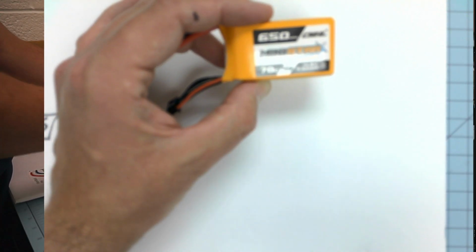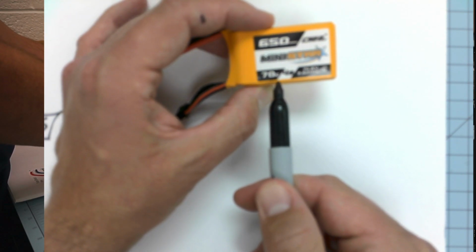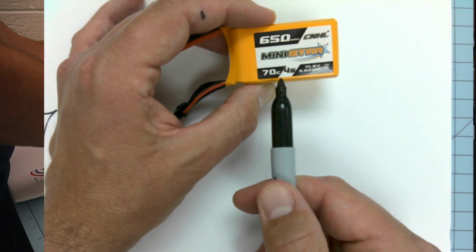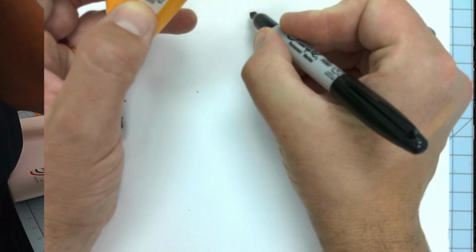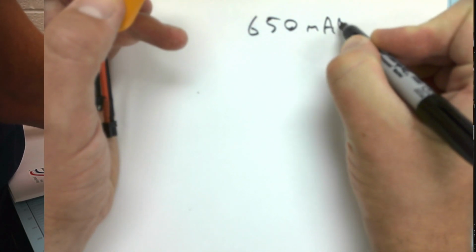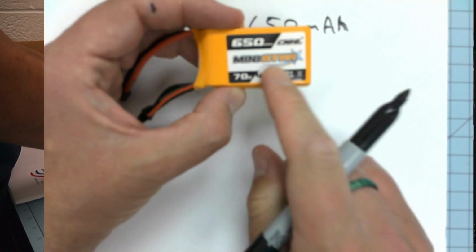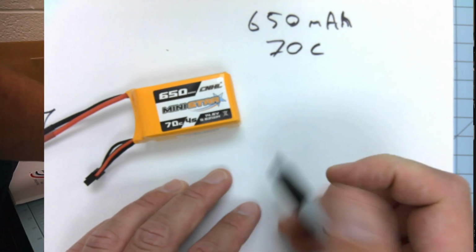650 milliamp hours and a 70C. I know you guys probably can't read that very well on the camera, but that's what it says. 650 milliamp hours and 70C. So this is a very small battery. It's for a small drone, a little small racing drone, like we had in the FPV class. We use some of these. It's got a 70C discharge rating.